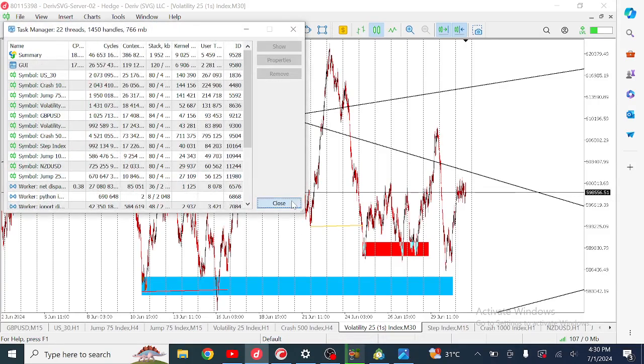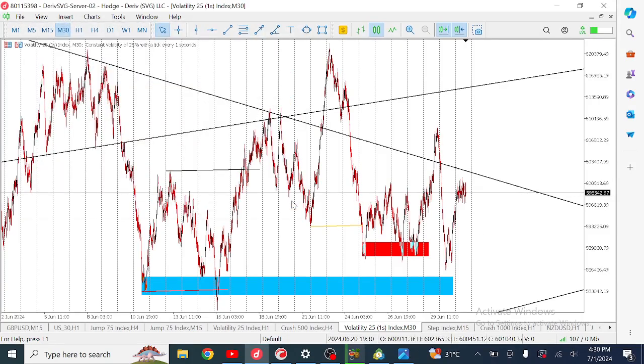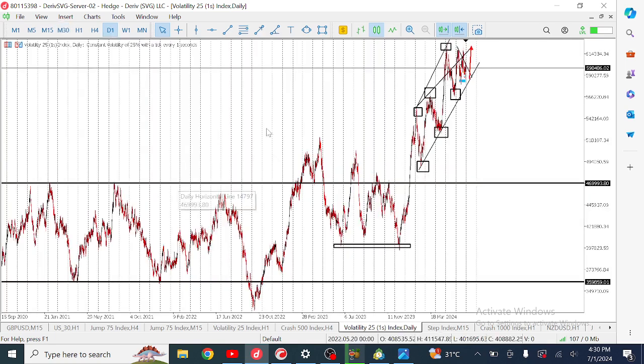All right, so now we move on to VIX25 1S. Let's go to daily time frame, right? So now, as you can see, I already have some things on my chart. It's going to be easy. You can see that this market, from the beginning of 2020, September 15, it is moving.